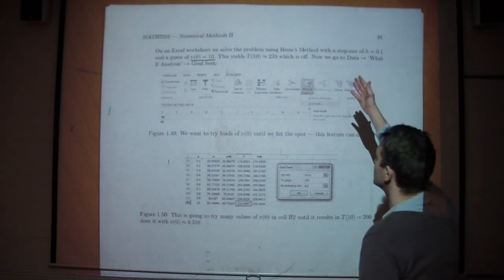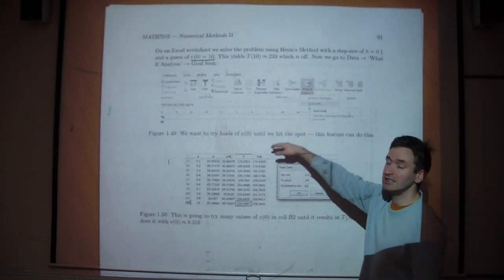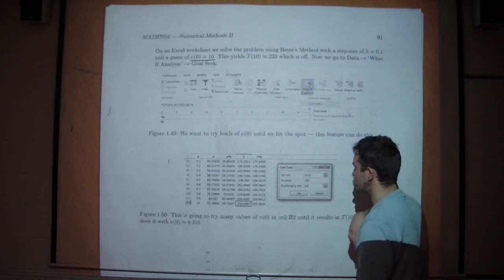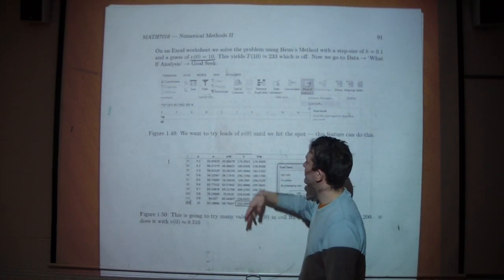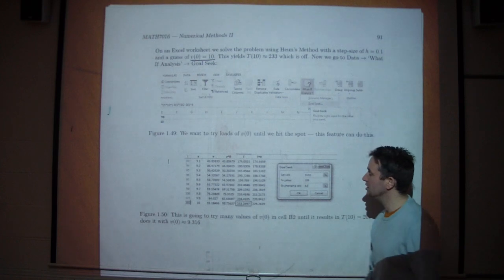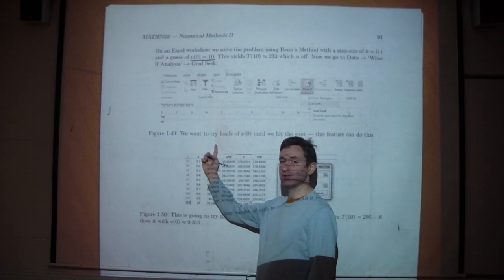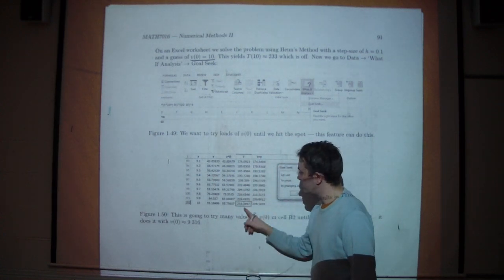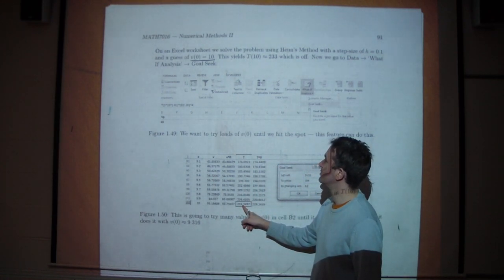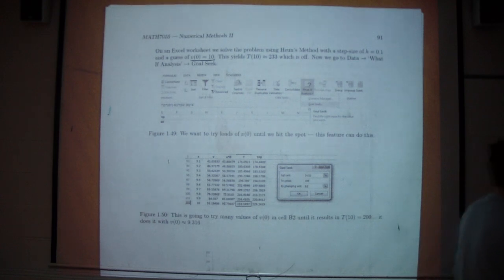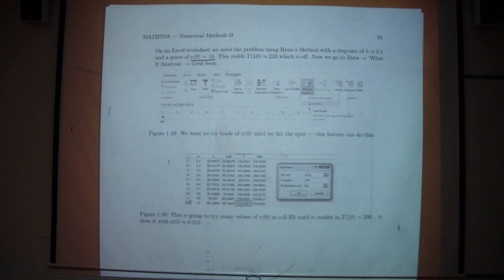But we don't have, as far as I know, goal seek inside VBA, so we need to do it on the worksheet. So yeah, we do Heun's method here. And with a starting value of V, which would have been way up here at the top of the V column, we end up with a temperature of 233. Now what we were trying to hit, if we look back at the question, the temperature at a distance of 10 is supposed to be 200. So this is an overshoot.